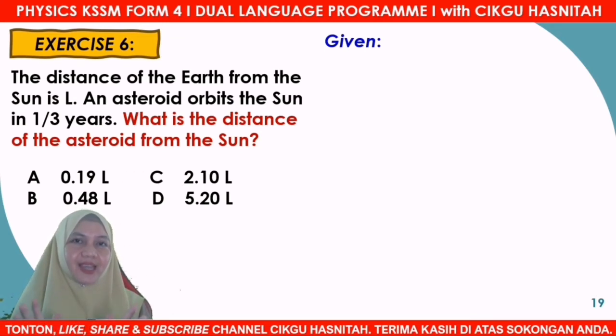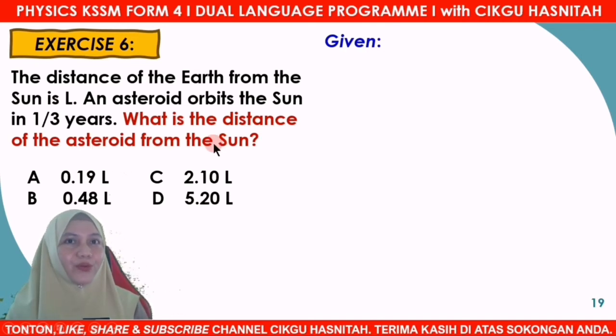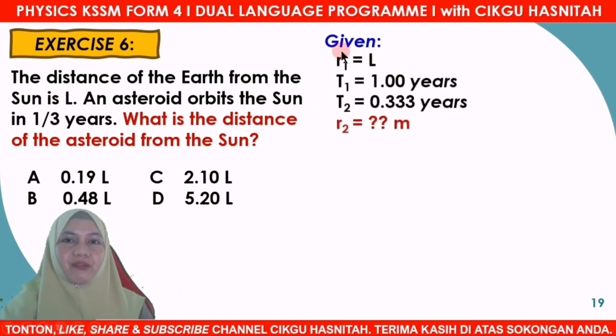Question 6 is again a question on calculation. They give you the distance of the Earth from the Sun is L. Distance here means the orbital radius. And we have an asteroid which is orbiting the Sun in 1/3 years. So this is the orbital period for the asteroid. The question is, what is the distance of the asteroid from the sun? So actually here we are looking for the orbital radius of the asteroid. So this is all the information given. R1 is L, T1 is 1 year, T2 is 0.33 years in decimal places. So we are looking for R2, again, the orbital radius of the asteroid.